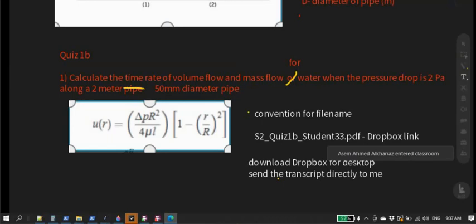Okay, we look at the pressure difference, and the unit is Pascal.